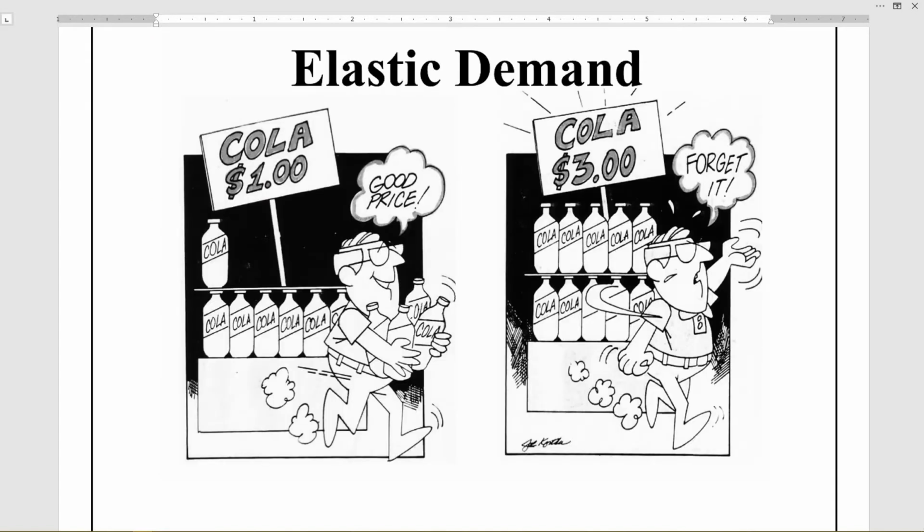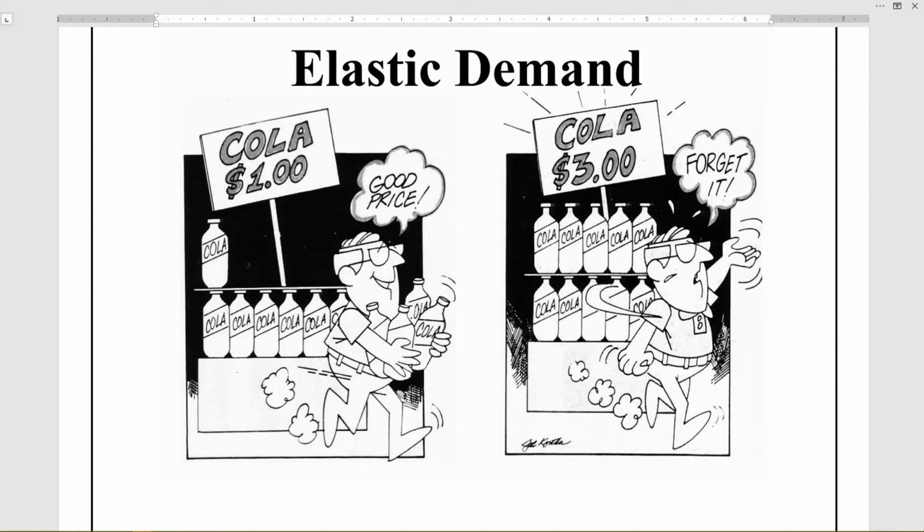इस डायग्राम को एक बार देखते हैं. प्राइस इलास्टिक डिमांड को बहुत अच्छी तरह से मैंने यहाँ पे रिप्रेजेंट किया है. In this particular image, we can see the cola, there are two pictures, two figures. In one picture, it is shown that the cola is priced at $1, and in the other picture, the price of the cola is $3.